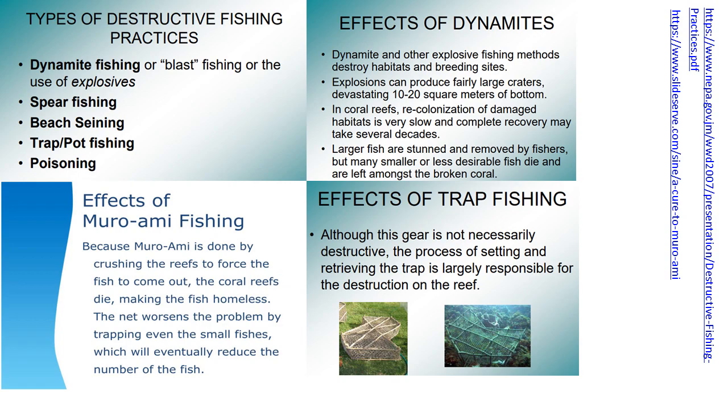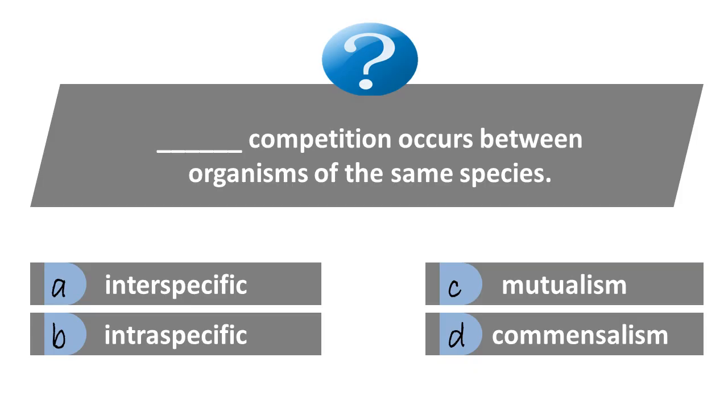Okay, next question. Blank competition occurs between organisms of the same species. A. Interspecific competition. B. Intraspecific competition. C. Mutualism. D. Commensalism.